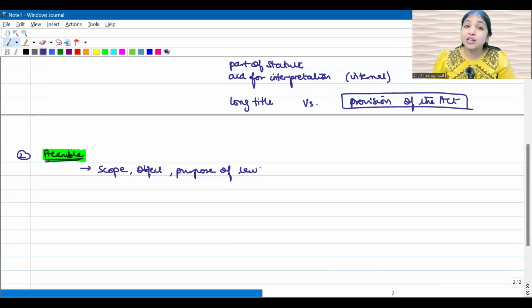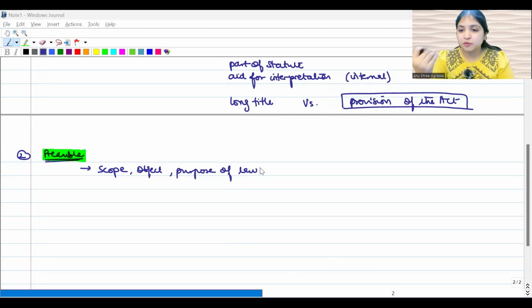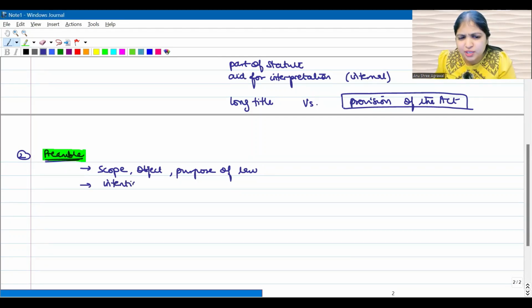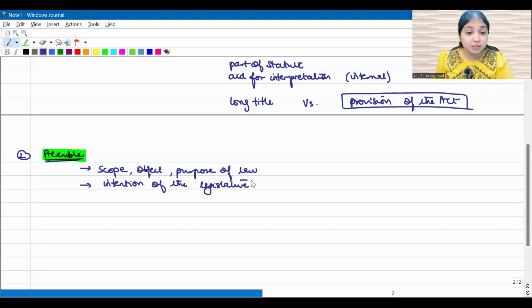Companies Act: to consolidate and amend the law relating to companies. Then for Negotiable Instruments Act, we said: an act to define and amend the law relating to promissory note, bills of exchange, and cheque. So the preamble tells us the scope, object, and the purpose of the act. And whenever we want to know what is the whole intention of the legislature, what is the primary intention of the legislature, why did he even make this act, we refer to the preamble. We've learned about all this.